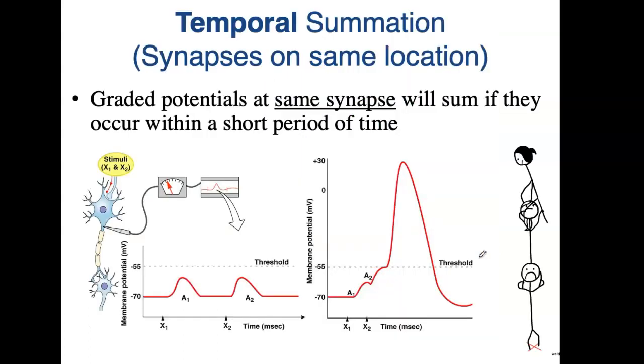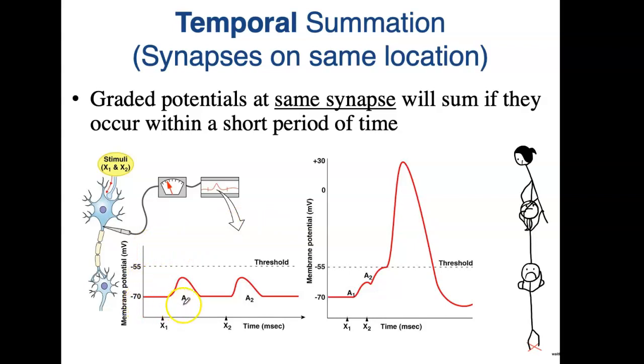What about a different kind of summation, a temporal summation? In this case, you could have the synapse be in the same place, but happening quickly. So you fire, and it's happening so quickly that there's going to be an added response and an added depolarization. So let's look at what that would look like in a graph.